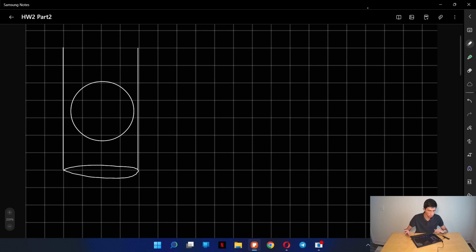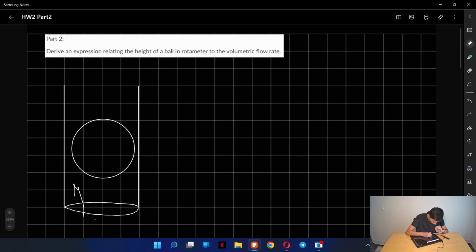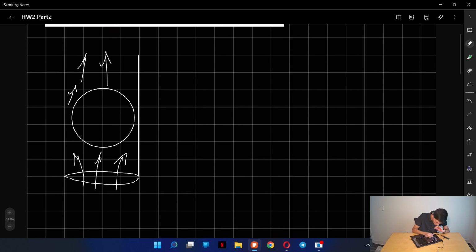Now we're doing the rotameter example with a liquid. So the liquid is going to be coming from the bottom, and the ball is going to go until some height. There's flow below the ball, on the sides of the ball, and on the top of the ball. We're going to mark 3 positions: this position is position 1, this position is position 2, and this is our position 3.